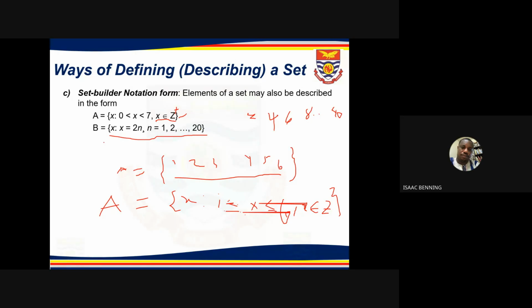That will mean if we want to know the first element for set B, you substitute 1 where you see n. 2 times 1. Then next we substitute 2, that will be 4. Next we substitute 3, that will be 6. Next we substitute 4, in that order. So this is the way we write a set in set builder notation form.